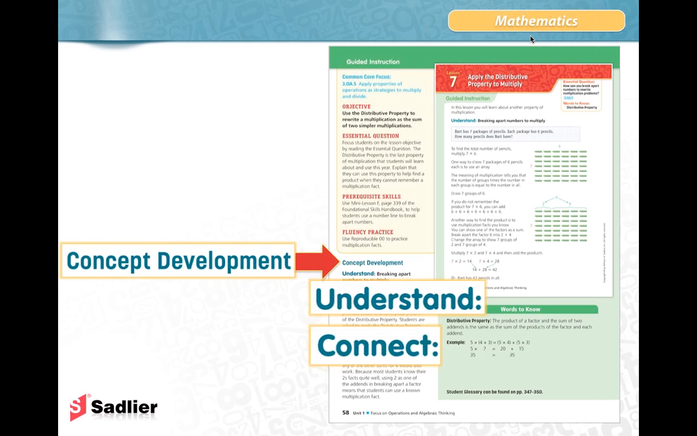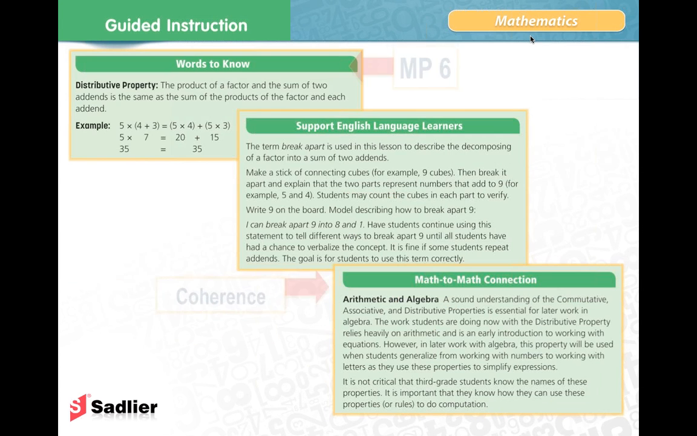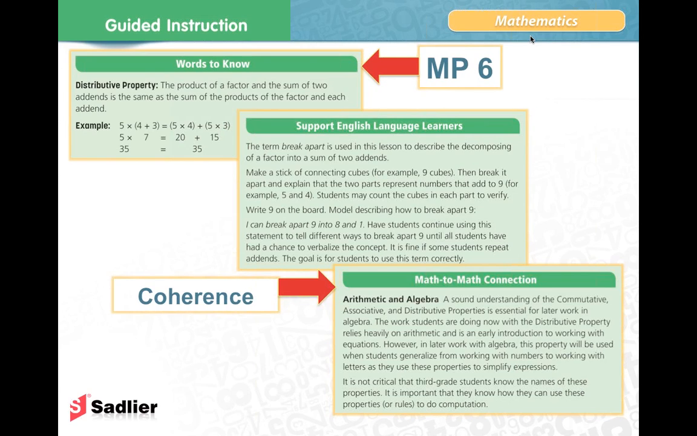And then we take you through concept development. Through those series of Understand and Connect presentations, we take you step by step on how to teach the skills of the lesson. We have features throughout the program that'll help you understand more of the skills and concepts of the lesson. Words to know. We have words to know features that really give you a little bit more in-depth explanation on the key words, the academic words of the lesson.